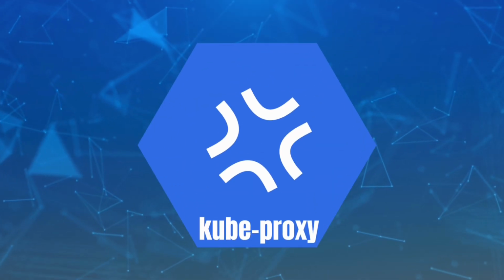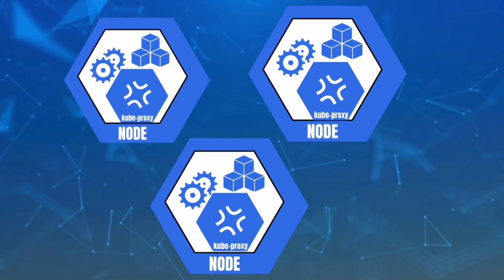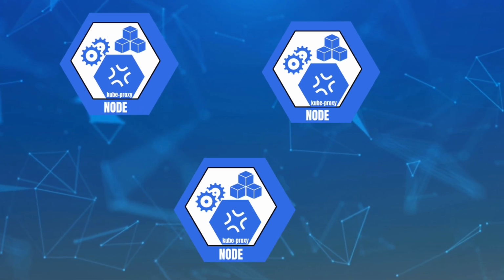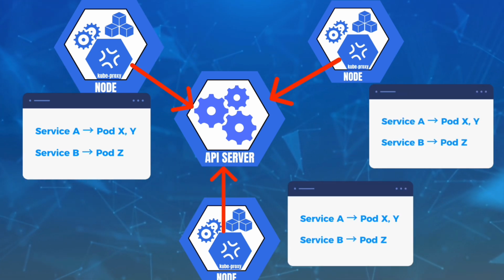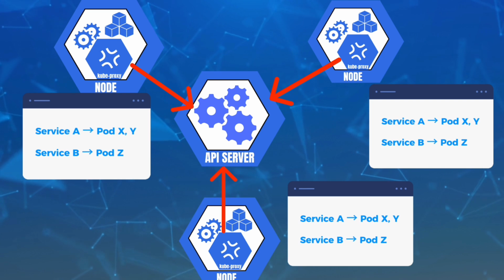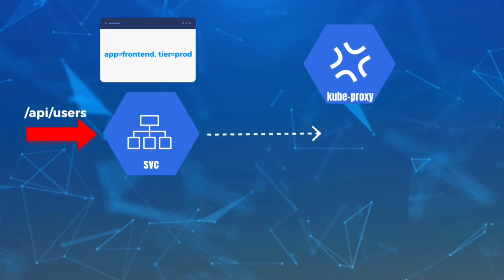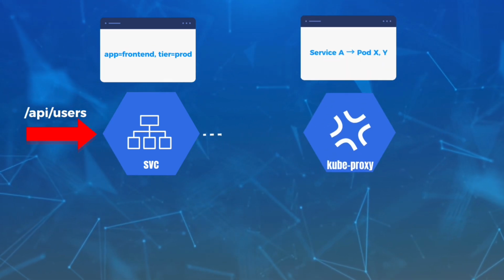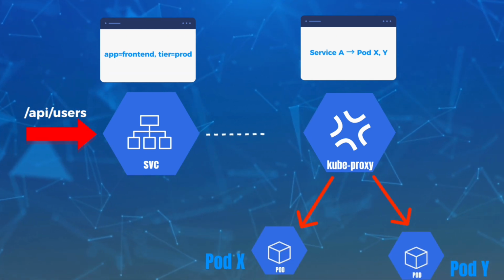Kube-Proxy is the component that ties everything together. It runs on every node in a Kubernetes cluster. Its main job is to watch the Kubernetes API server and keep an updated list of services and their associated pods, also called endpoints. When you send a request to the Kubernetes service, the service itself doesn't process or load balance your request. Instead, the Kube-Proxy uses the information about which pods belong to a service and sets up the routing rules to forward your request to one of those pods.